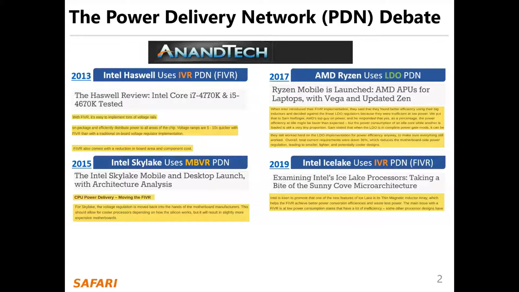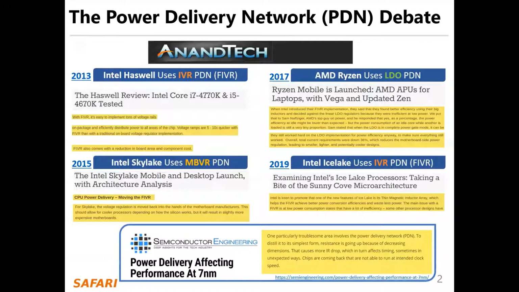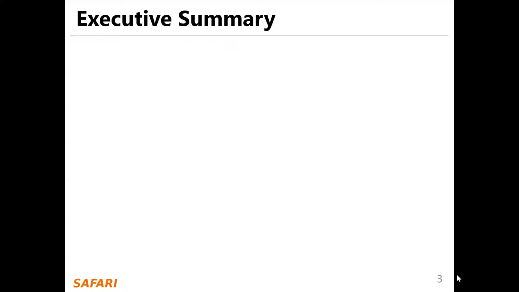In recent years, there is a hot debate in industry and academia on power delivery networks. PDN issues are becoming even worse as process technology scales down. First, I will give a high-level overview of the talk.